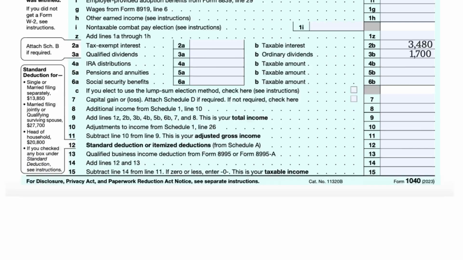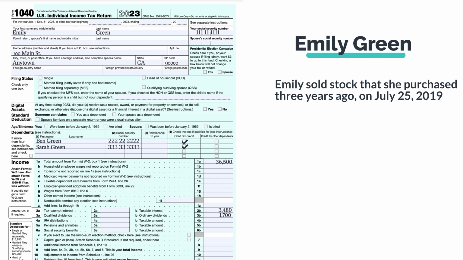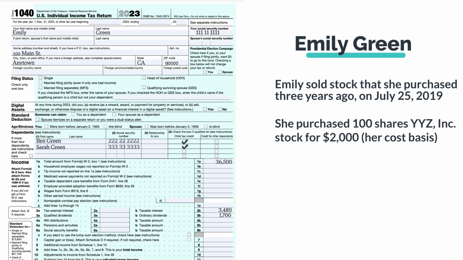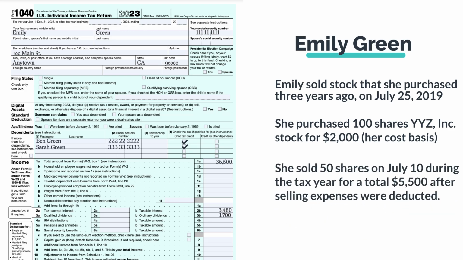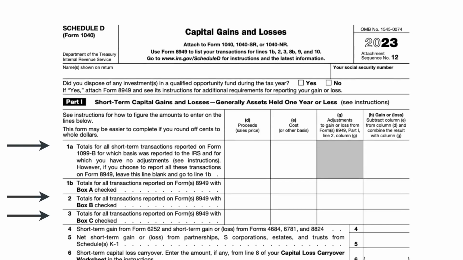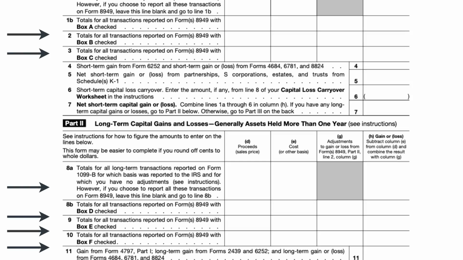Emily did sell a capital asset during the tax year. She sold some stocks that she purchased 3 years ago. So she had purchased 100 shares of XYZ stock for $2,000, and she sold 50 shares on July 10th during the tax year for a total of $5,500 after her selling expenses were deducted. So many transactions will require that IRS Form 8949 is completed before lines 1, 2, 3, 8, 9, or 10 of Schedule D is completed.